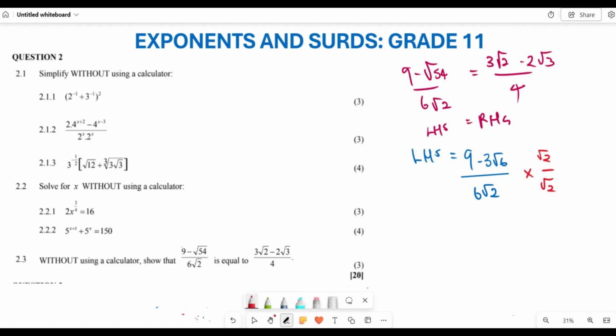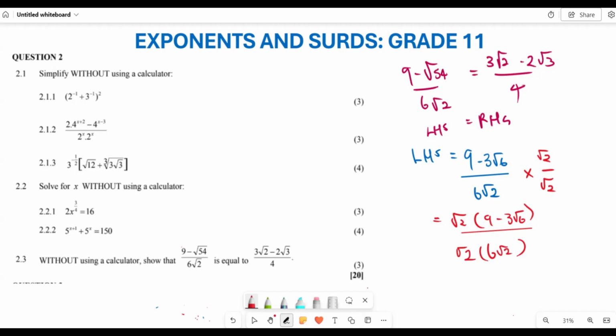Which means this is going to be the same as root 2 into 9 subtract 3 root 6, divided by 6 root 2 multiplied by root 2. That's what I'm doing here.